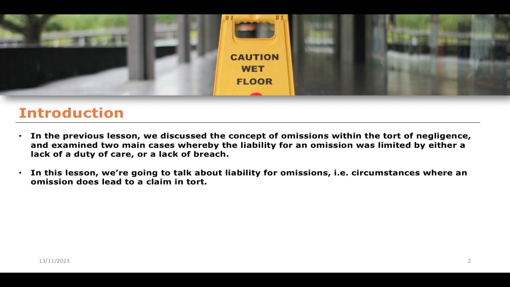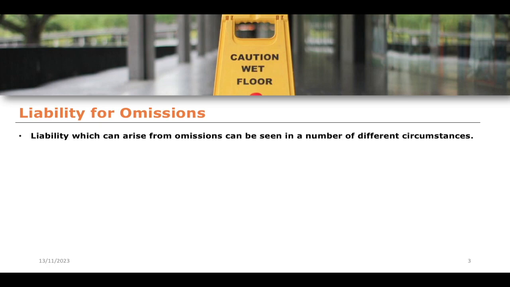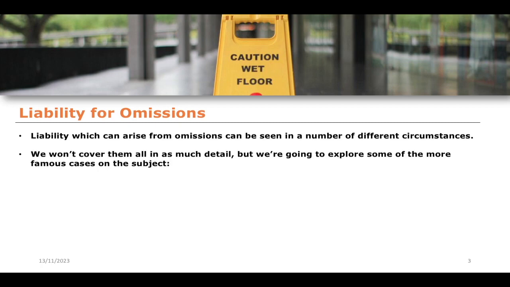Now, it's only in very specific circumstances and in very specific relationships that this takes place, and that's obviously part of the general rationale behind ensuring that there is little liability for omissions generally in the law. So, liability can arise from omissions in a number of different circumstances. We won't cover all of them in much detail in this lesson, but we will cover some of the more famous cases. And maybe in the future we'll come back and look at some of the other details, or even potentially make a members-only lesson going into a little more detail on this topic.